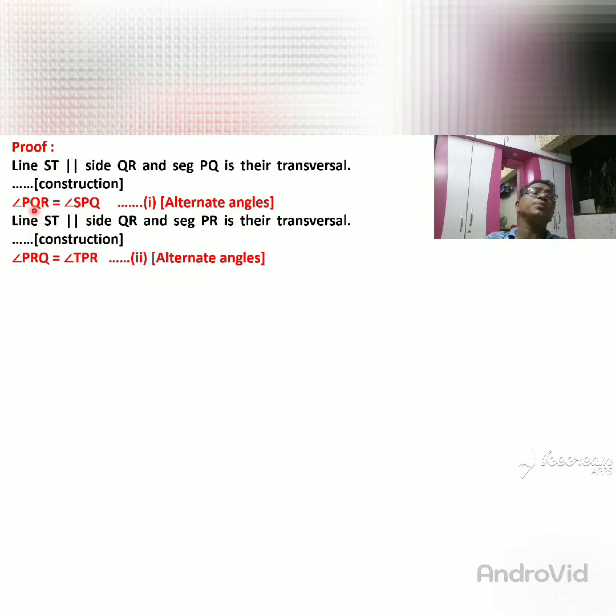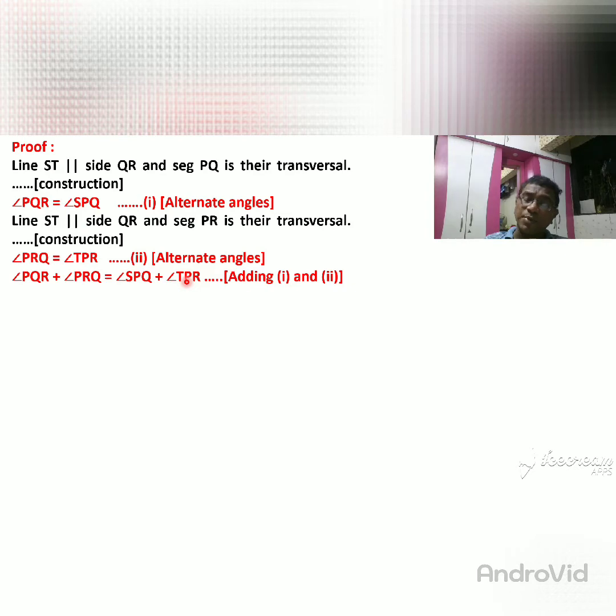So we can do the addition of the first and second statements. Addition of the first: angle PQR plus angle PRQ, this can be written on this side. Angle SPQ plus angle TPR, this can be written on this side. So here we write the addition of equations, adding equation 1 and 2. So here is PQR plus PRQ, and then SPQ plus TPR.